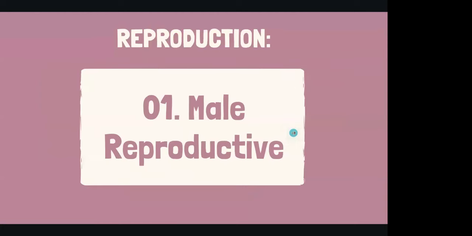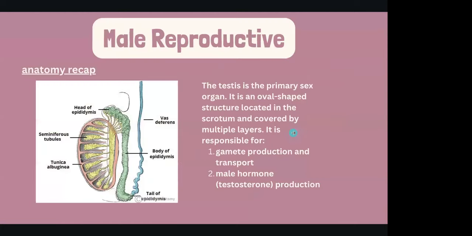Now, moving on to male reproduction. So, a little anatomy recap. The testis is a primary sex organ.